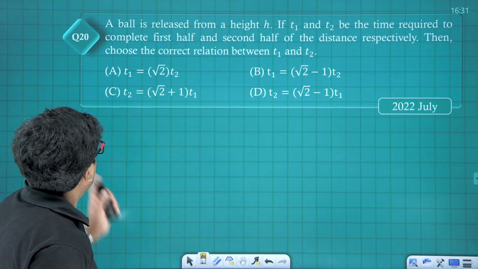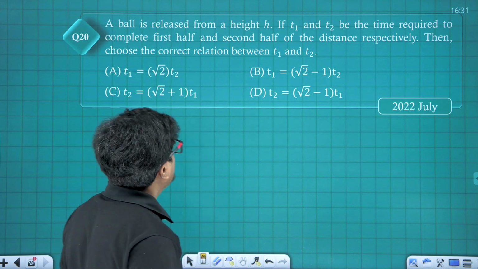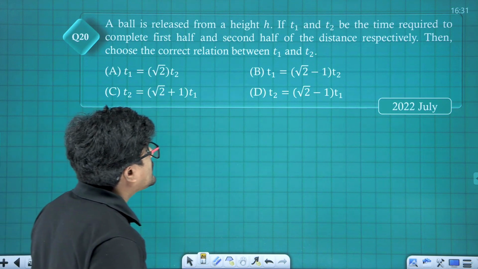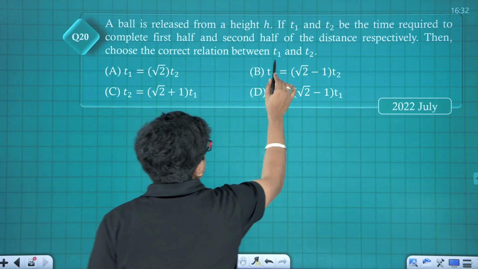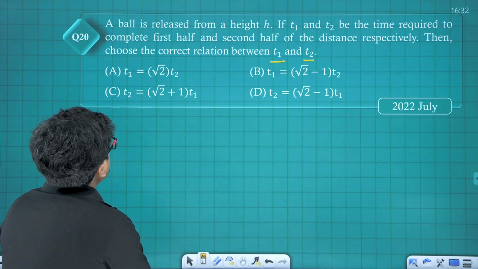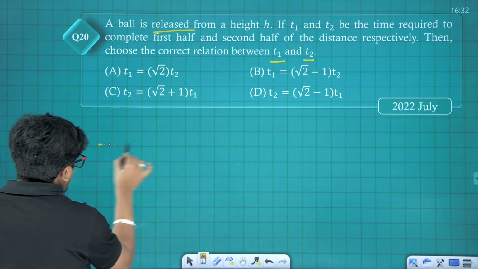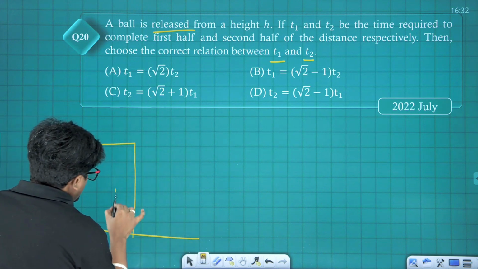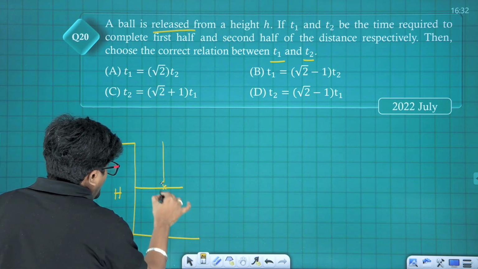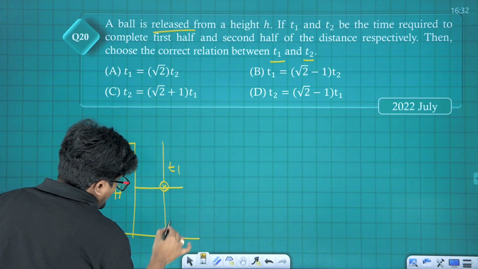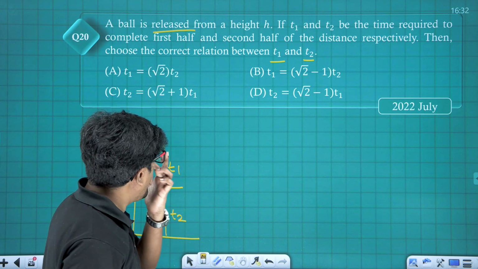The question says a ball is released from a height of small letter h. If t1 and t2 be the time required to complete the first half and second half of the distance respectively, then choose the correct relation between t1 and t2. So the ball is released from a height, which means basically it's starting from a state of rest. Let me take this as the total height, and I am marking this as the half of the journey. The time taken to travel from here to here is marked as t1, and the time taken to travel from here to here is marked as t2, and we need the relation between these two. That is what they are looking for, isn't it?